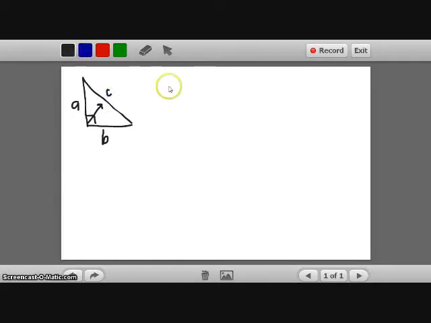The Pythagorean theorem formula tells us that when you square side a and add it to the square of leg b, then that will equal the length of your hypotenuse squared. So let's try one example.